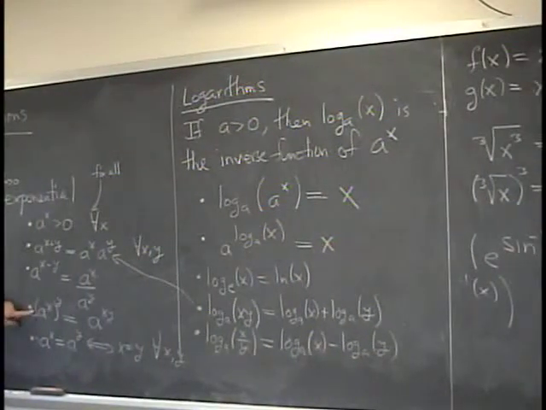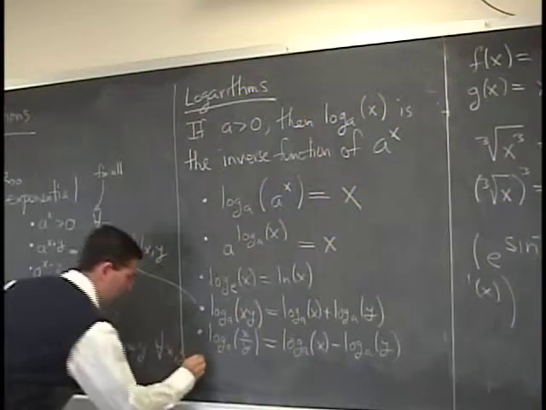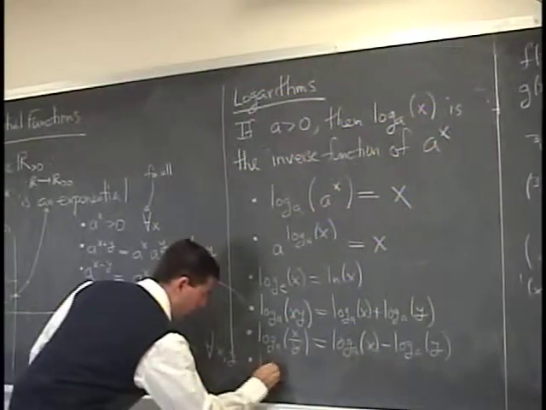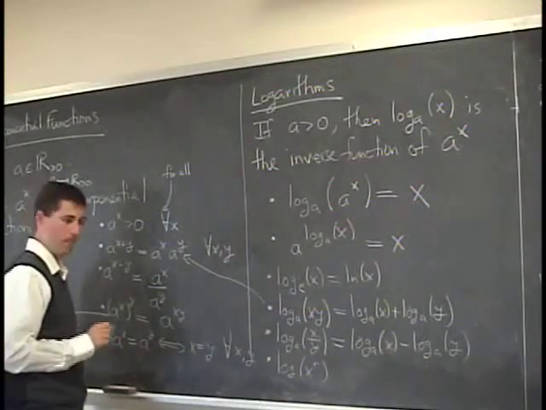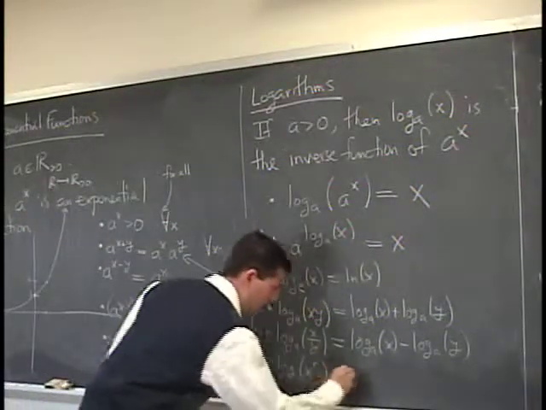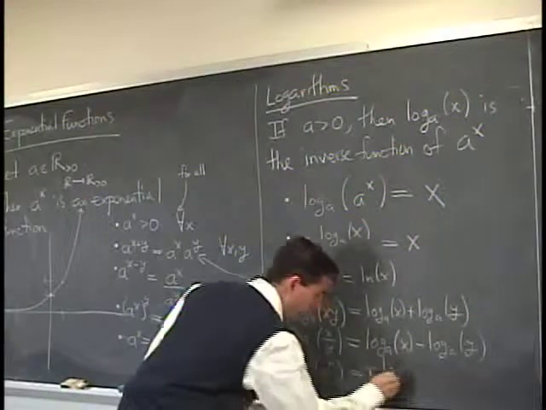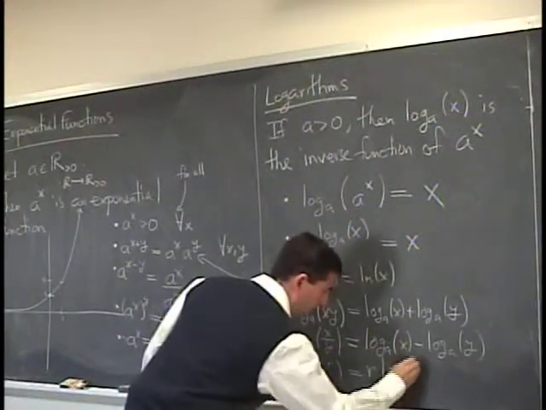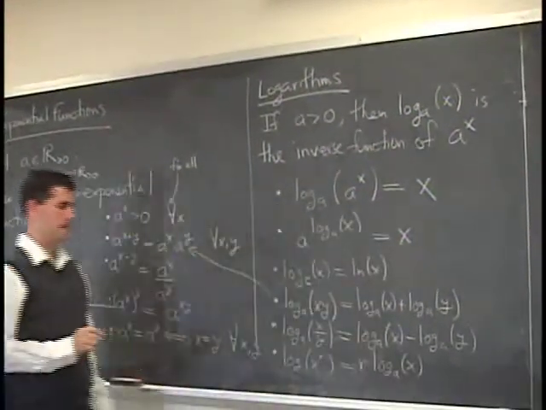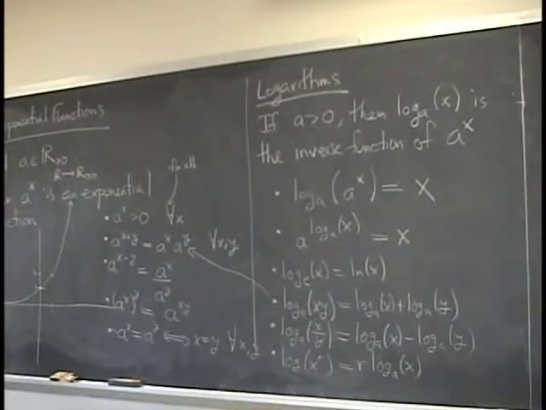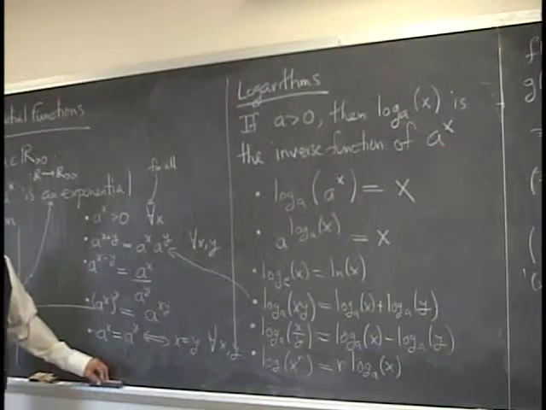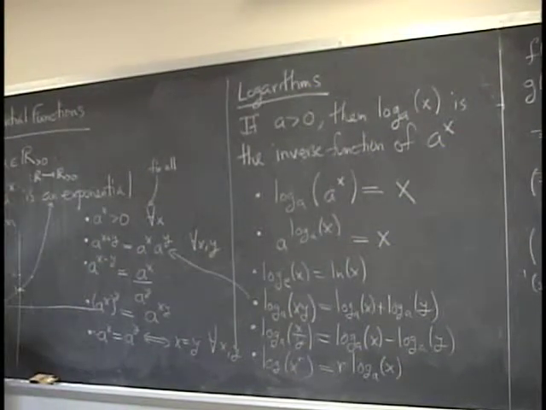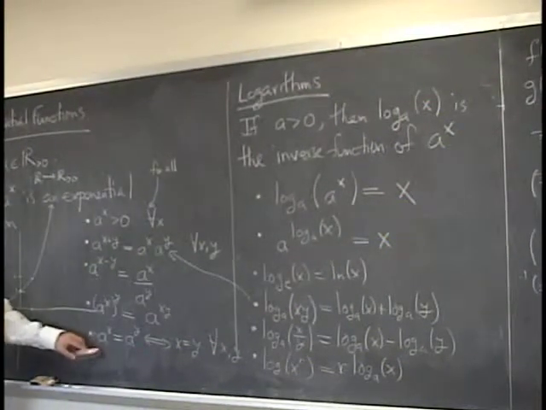What about this property? This property is going to say that if you have an exponent, the right way to interpret this is that you can bring this exponent in front of the log. Okay? And then what about this last property?